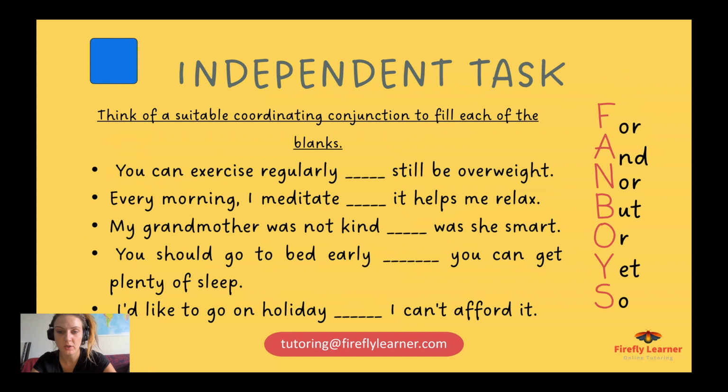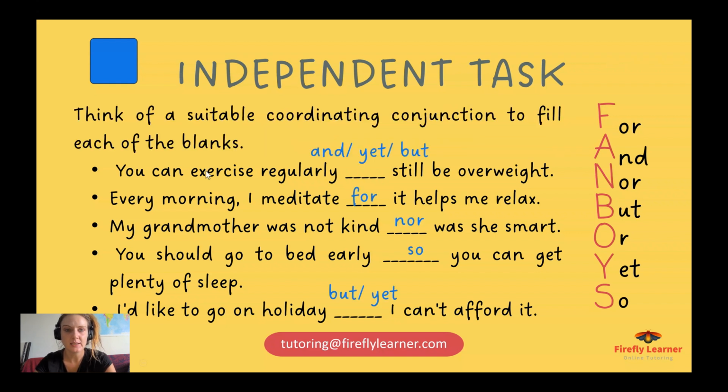I'd like to go on holiday. ___ I can't afford it. Now, sometimes you might be able to use more than one coordinating conjunction in each sentence. Pause the video whilst you try and do this activity, and then we'll go through the answers. Okay, let's go through them.